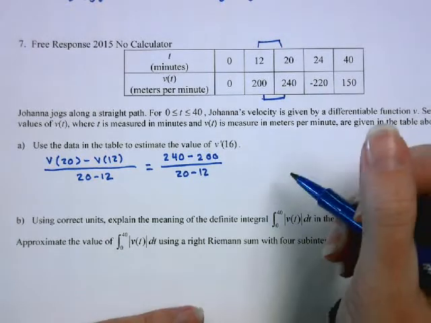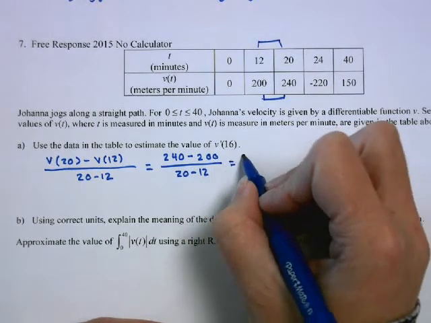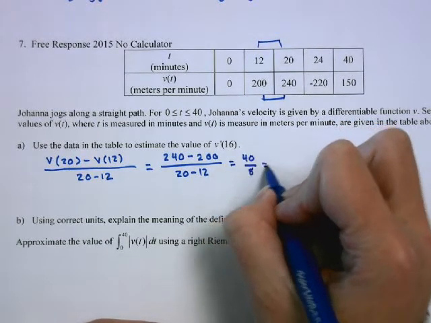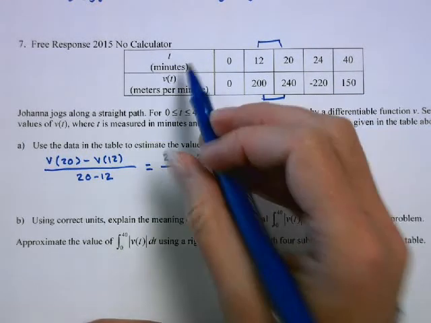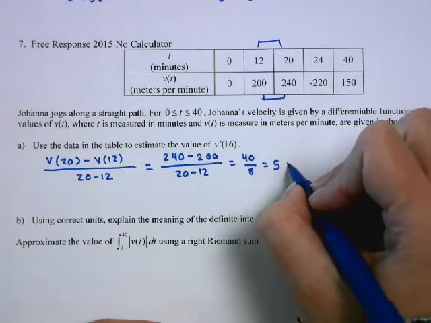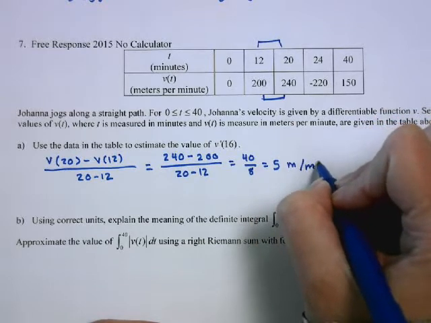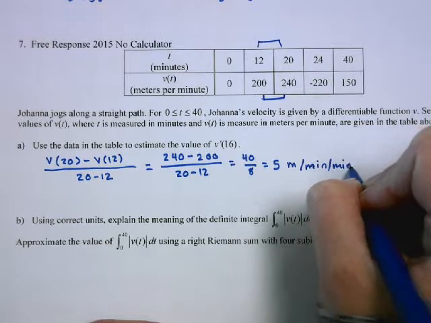Okay, so you can leave this just like this, or simplify. So this would be 40 over 8, which is 5. The units would be the top units divided by the bottom minutes. So this is going to be meters per minute per minute.